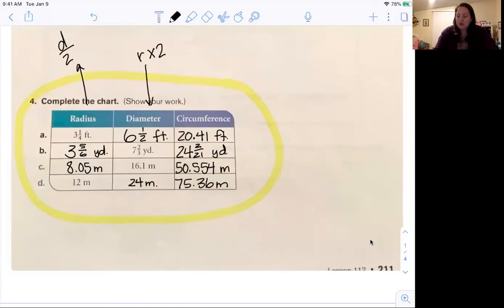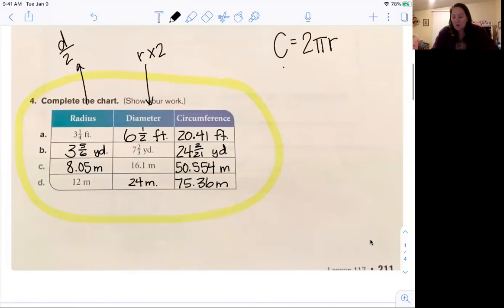To find circumference, we could have used one of two formulas. We could have used C equals 2 times pi times radius, or C equals pi times diameter. And if you remember, I told you yesterday, my favorite to use is pi times diameter because you only have to multiply one time. So when you do 6.5 times 3.14, you get 20.41 feet. Letter B. You're given 7 2/3 yards, and you have to divide by 2 to find your diameter.